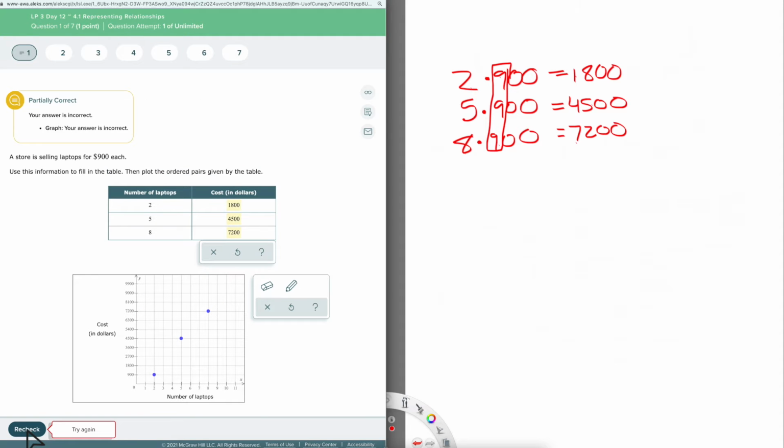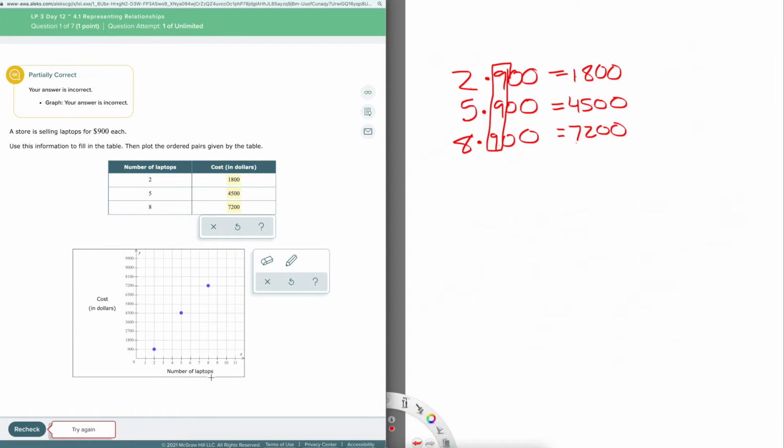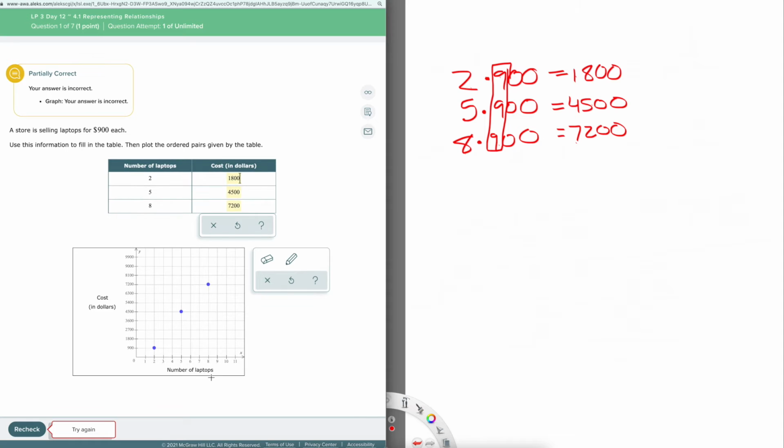Uh-oh, did I graph in the wrong spot? 72, what did I do? Oh, darn it. That's what I did. So the line is a little off. I was not looking at 2 was 1,800, not 900. Silly me. Now they're in a nice straight line.